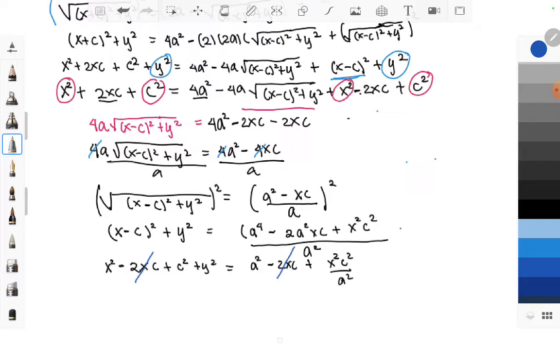And also from this, we will group all variables that are similar and all constants. Take note that I will transpose my constant to this side, and my variable to this side. So from here I will have x squared minus, I will transpose that x squared c squared all over a squared, plus my y squared, is equal to a squared, and I will transpose this c squared to the other side, so minus c squared.